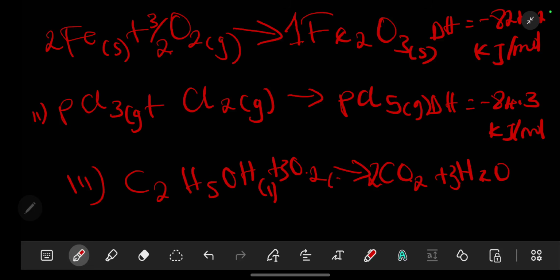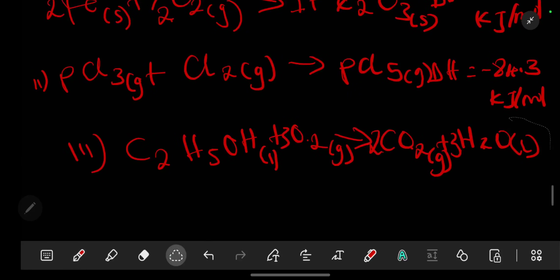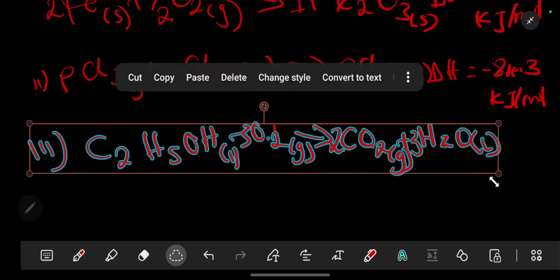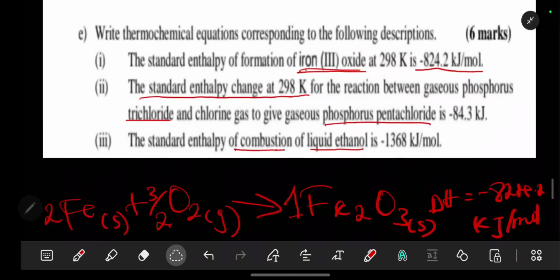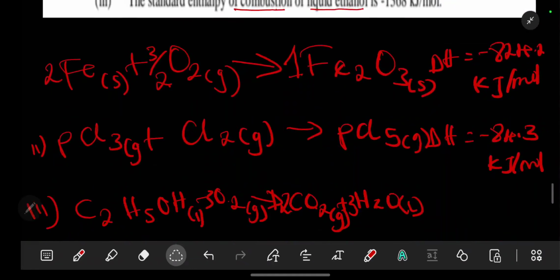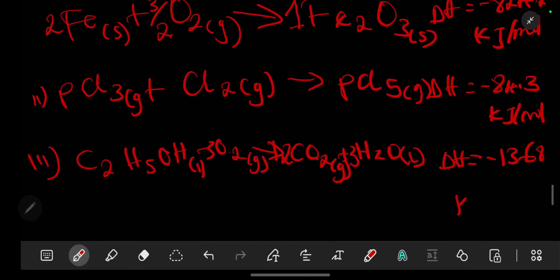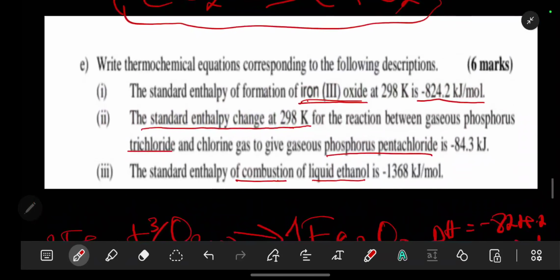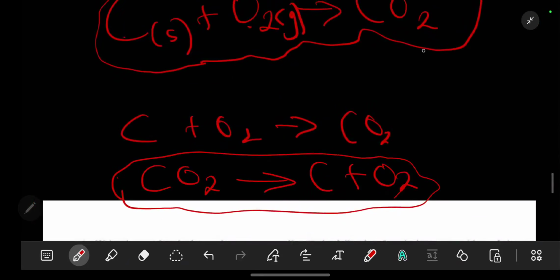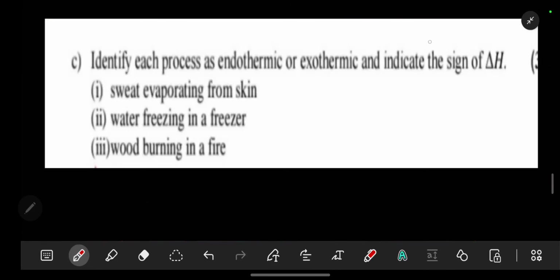So the liquids, we have the gas, carbon dioxide gas, we have the water as a liquid. The change in enthalpy for this reaction will be equal to negative 1368 kilojoules per mole. So that is how we answer those questions. Let's look at our last question.